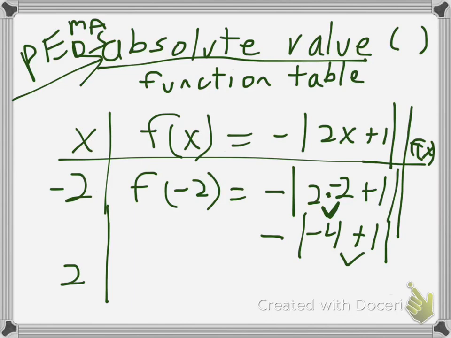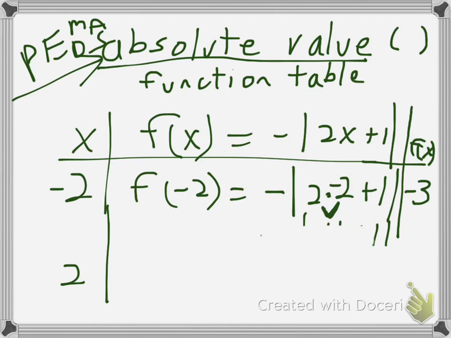So -4 plus 1 is -3 with the absolute value. And then the absolute value of -3 means how far is that from 0 on a number line? And that would be 3 units. And I just bring down the sign, so it's a -3. So that would be my f of x for that one. So it would be -2, -3.